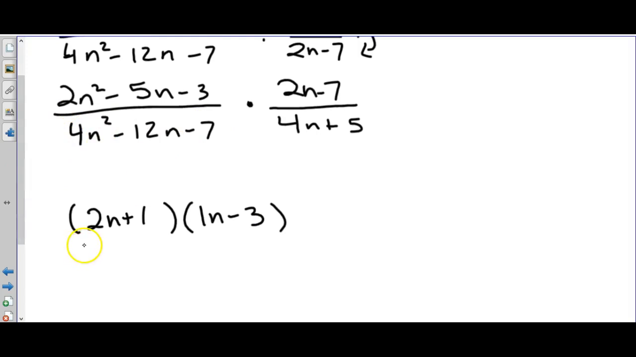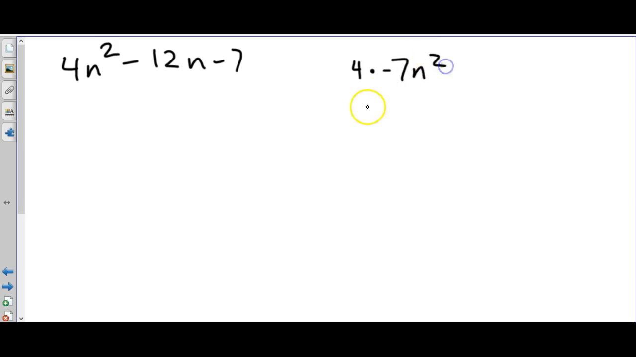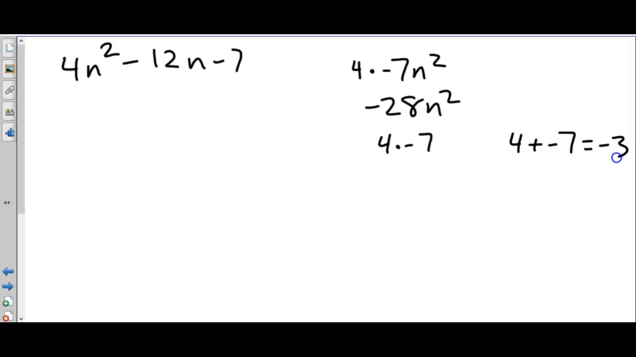Now we've got to factor the denominator. So again, I'm going to go to a new page so we can just factor this denominator. So same process, first times last, 4 times -7n squared. It's -28n squared. We're looking for it to be -12. So we multiplied 4 times -7 to make -28. Let's check the addition. 4 plus -7 is -3.